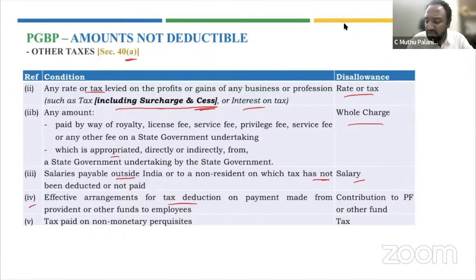Not much question in your examination on this. Tax on non-monetary perquisite will be disallowed. So if you're giving a motor car or any rent-free accommodation, that is called a non-monetary perquisite. Any tax deducted on that is basically not allowed for income tax purposes. So this is about your other things under Section 40 clause A.